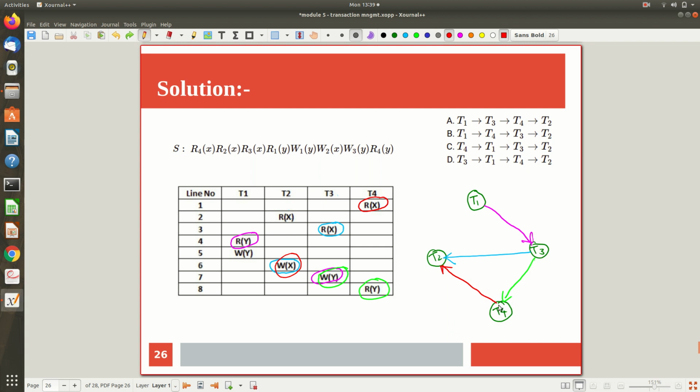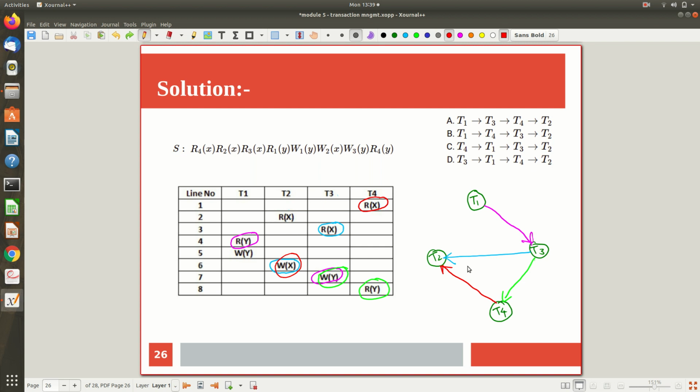Similarly from T3 I can reach T4, and then I can reach T2, but there is no way to reach from T2 to T3, so there is no cycle actually. This is not a cycle, it's just a closed figure, but it is not a cycle when it comes to a directed graph. So whenever there is no cycle, I can say that it is conflict serializable. Conflict serializability checking is over. I can say that this schedule is a valid schedule. You can allow this schedule, since it is not going to create any problem with respect to serializability. It is going to ensure the final result equivalent to some serial schedule.